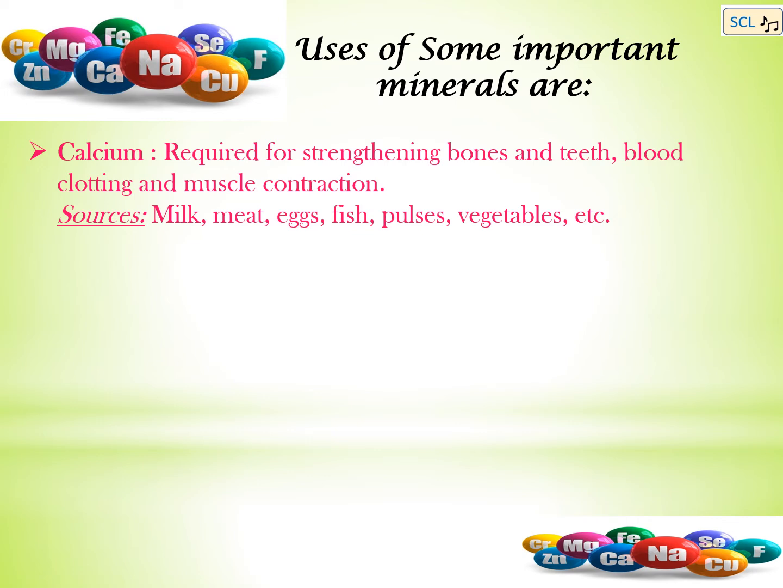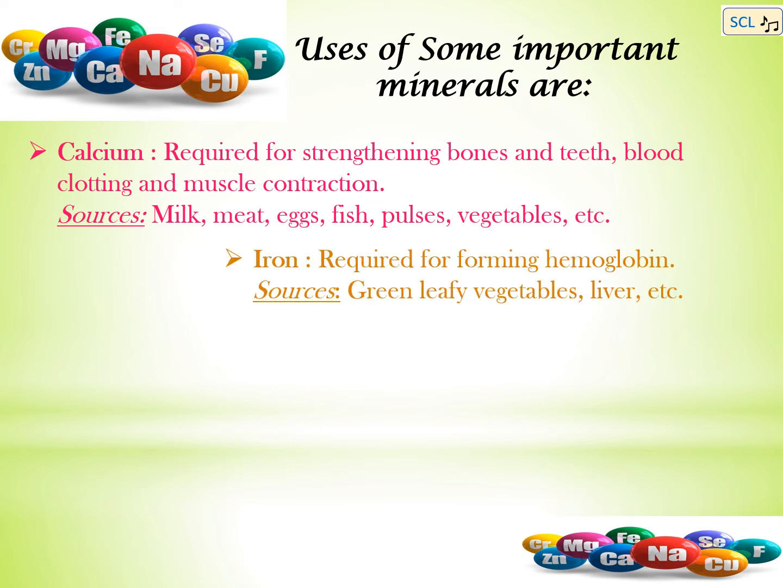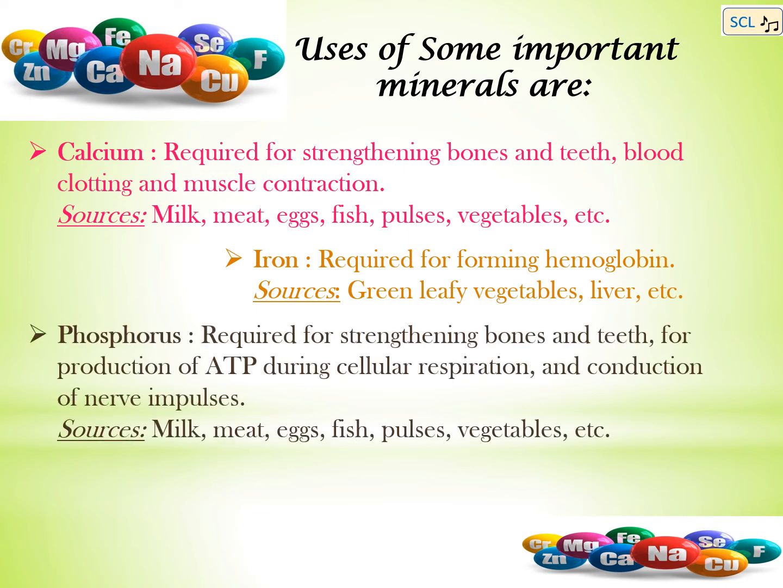Calcium. It is required for strengthening bones and teeth, blood clotting and muscle contraction. Its sources are milk, meat, eggs, fish, pulses, vegetables, etc. Iron. It is required for forming hemoglobin. Its sources are green leafy vegetables, liver, etc.